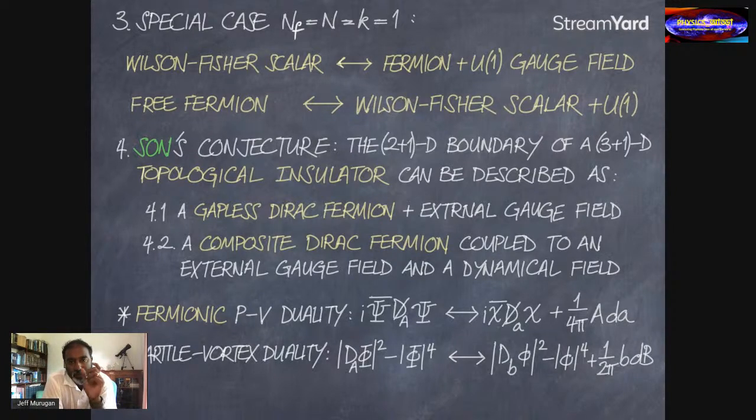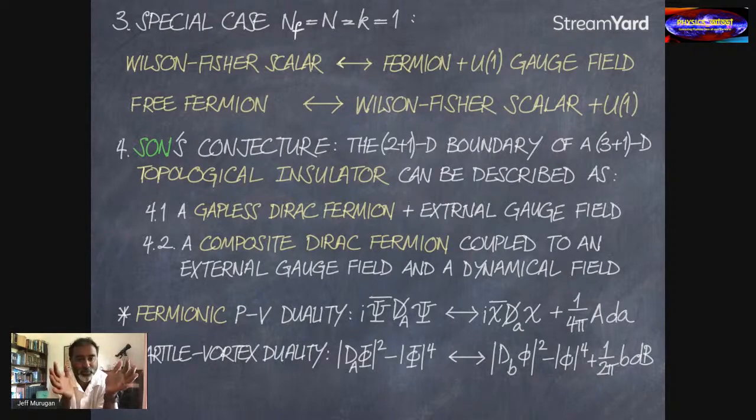three-dimensional boundary of a four-dimensional topological insulator, which is a particular class of quantum materials that has remarkable properties that are due essentially to topology and not to dynamics, the three-dimensional boundary of a four-dimensional topological insulator can be described in two ways. The first way is as a gapless, so the energy spectrum doesn't have a gap between the ground state and the excited states, a gapless Dirac fermion coupled to an external gauge field.